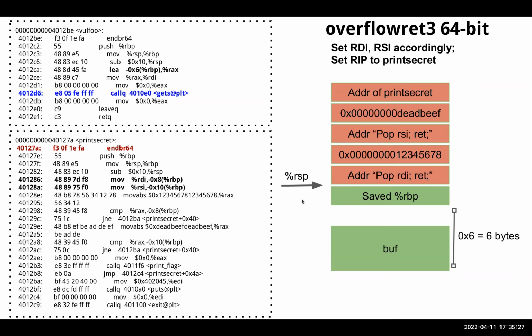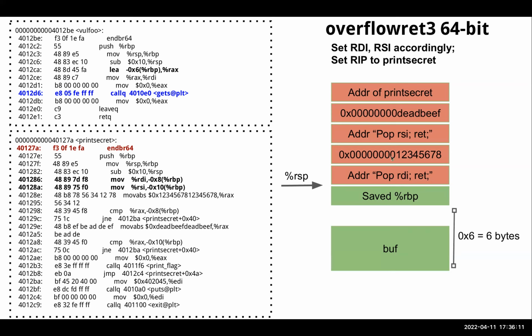So the exploit will look like this. First, we will have 14 bytes of garbage. Then we will have these 5 items, each of them 8 bytes. The first item is the address of a gadget. The gadget is pop RDI, return. Basically, this gadget has 2 instructions. The first instruction is pop RDI. The second instruction is return.